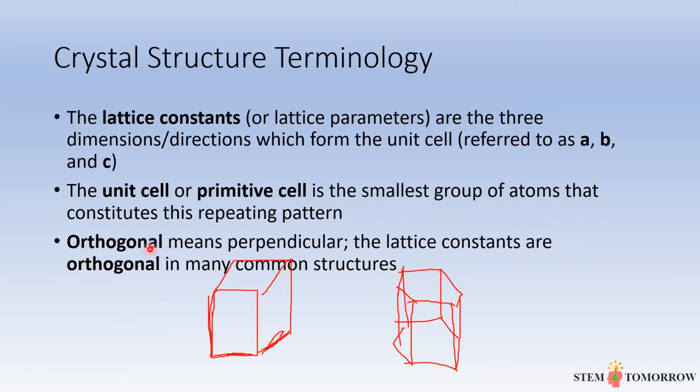And if orthogonal means perpendicular, so if the unit cell is sort of a rectangular prism or a cube or something like that, then the lattice constants are said to be orthogonal, meaning perpendicular, right? But in this structure over here, the lattice constants are not perpendicular, all right? And so many common structures have perpendicular lattice constants or lattice parameters, and many do not also. So we'll talk about both of them, okay?